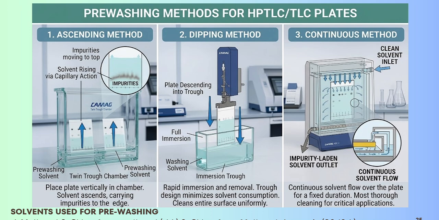For the ascending method, the plate is placed vertically in a chamber. The solvent ascends carrying impurities to the edge. And the dipping method is a rapid method in which the plate is immersed into a trough containing the solvent. And in the continuous method, the solvent flows continuously over the plate for fixed durations.